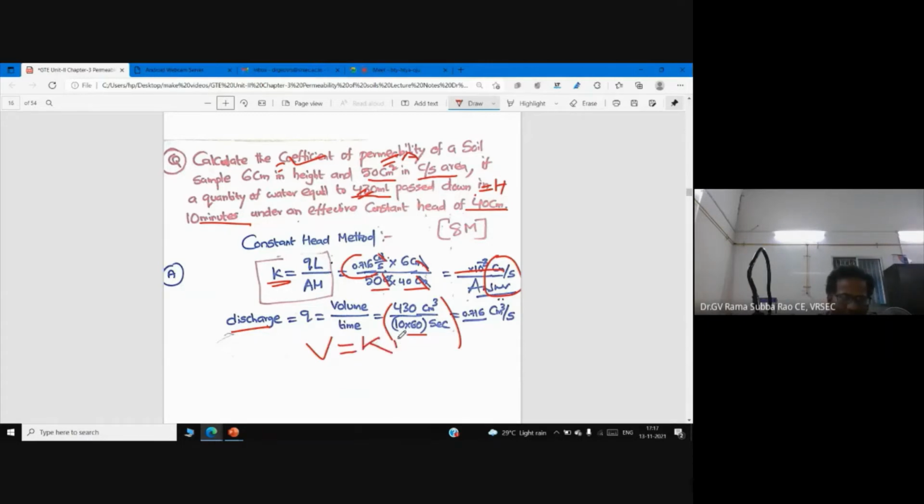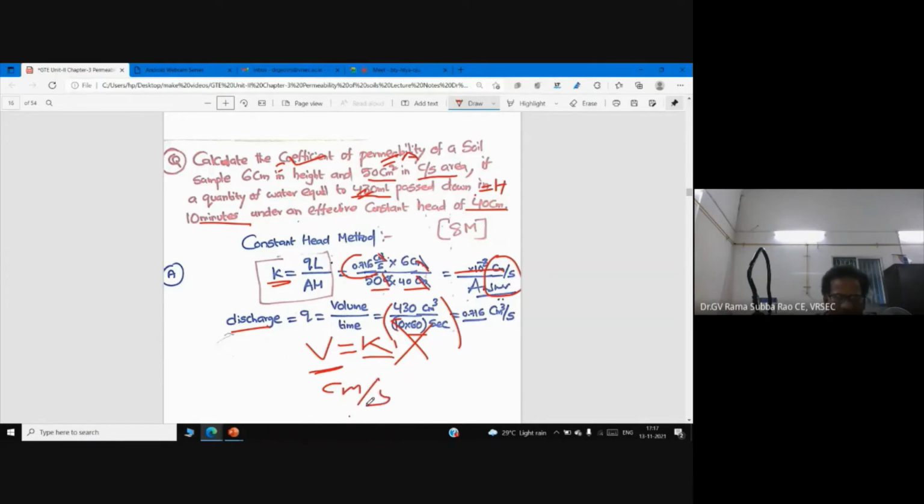So here the hydraulic gradient is H by L. It doesn't have any units. Now somebody is very much anxious to know the units of the permeability. It has equivalent units of velocity, so no need to be surprised. Here the permeability is in centimeter per second, just like velocity. That I would like to emphasize.